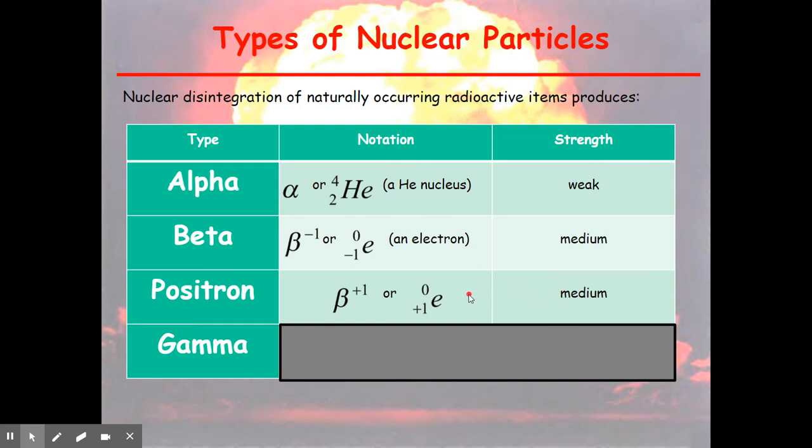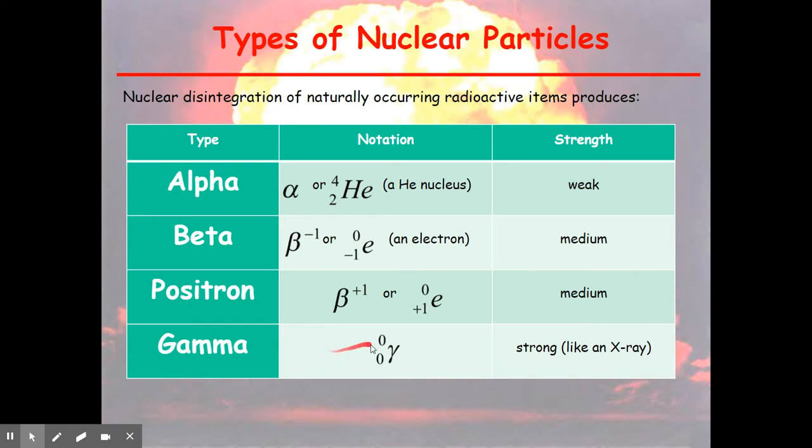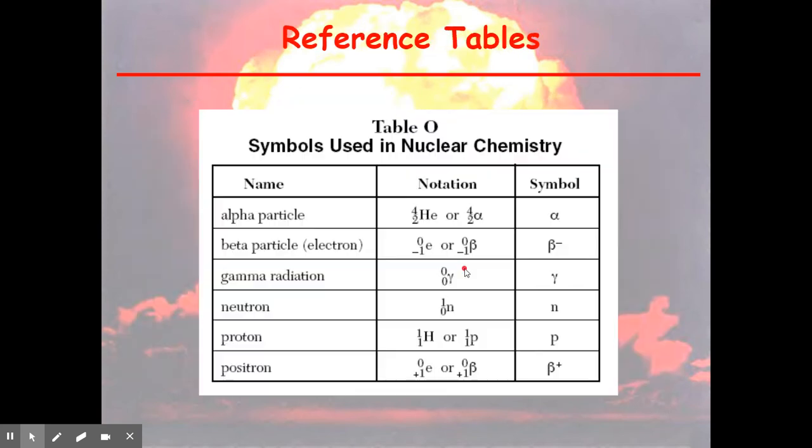And then gamma rays. You might have heard of gamma rays from Marvel. I think the Hulk was formed by gamma rays, maybe. Gamma is not even a particle. It has no mass, no charge, and no atomic number at all. Because it's just energy, it is very strong in its strength. Think of it like an X-ray. It can go through lots of things. So that's the order of alpha, beta, gamma. That's the order of strength. Kind of remember it that way.